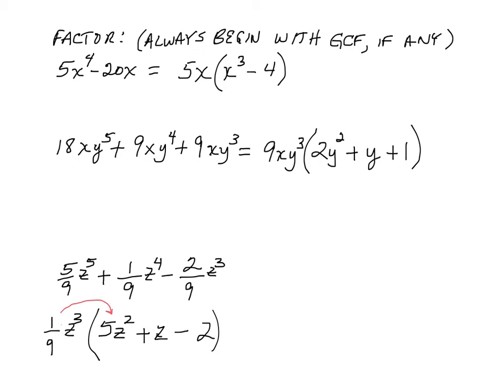1/9 times this gives you 5/9 z to the 5th. 1/9 times this gives you 1/9 z to the 4th. 1/9 times this gives you 2/9 z to the 3rd. So we've done it.